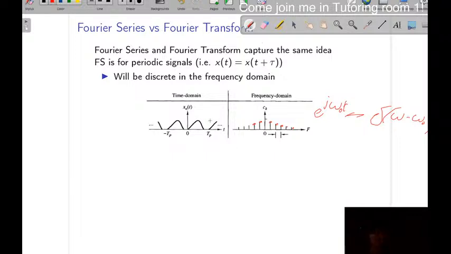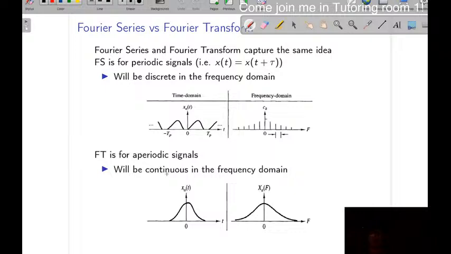So the Fourier series is going to be discrete in the frequency domain if you plot it out. And for aperiodic signals, it's going to be continuous in the frequency domain. There's actually a little bit more of a connection here. You might see right now that both of these signals look kind of similar. But that's for the last exam when we talk about sampling.